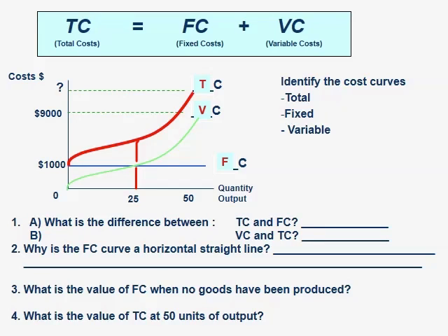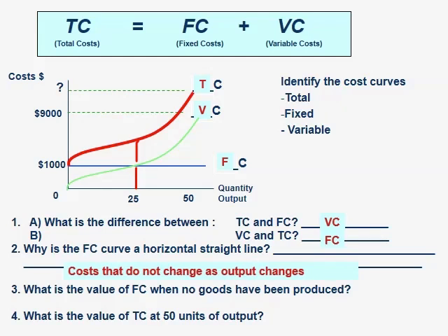So the value has to be 1000. So looking at the questions underneath, what's the difference between total cost and fixed cost? Well, it's variable costs. And likewise, the difference between variable and total cost is fixed costs. Secondly, why is the fixed cost curve a horizontal straight line? Because they're costs that are independent of output. They don't change when output changes. Thirdly, what is the value of fixed cost when no goods are being produced? 1000. And what is the total cost of producing 50 units? Well, it's 9 plus 1.